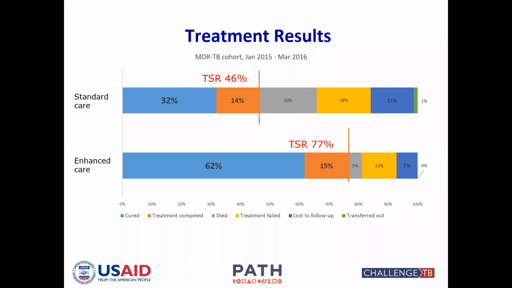These are the results of our work. You can see on this slide the comparison of the two groups. The first line is those who received standard care, the next, those who received the supportive services. And you can see the difference in treatment success rate. Those who received comprehensive care, 77%, and standard care, 46%. Next slide, please.